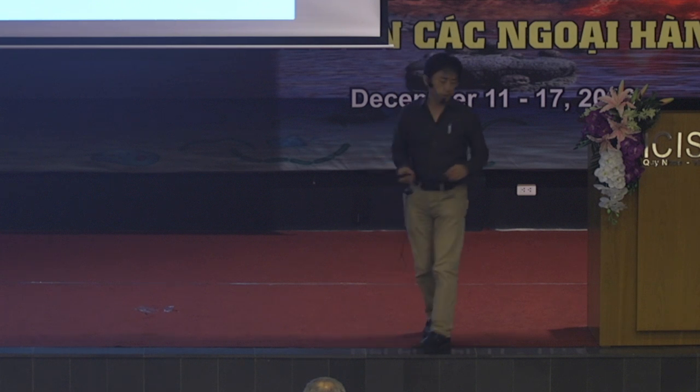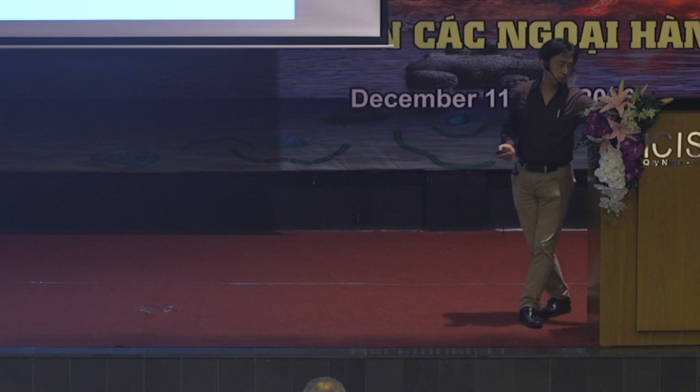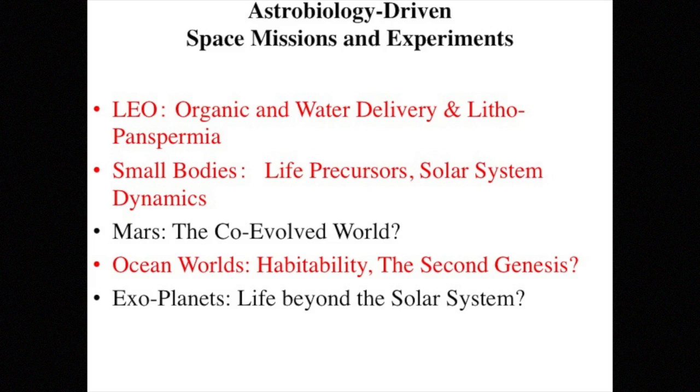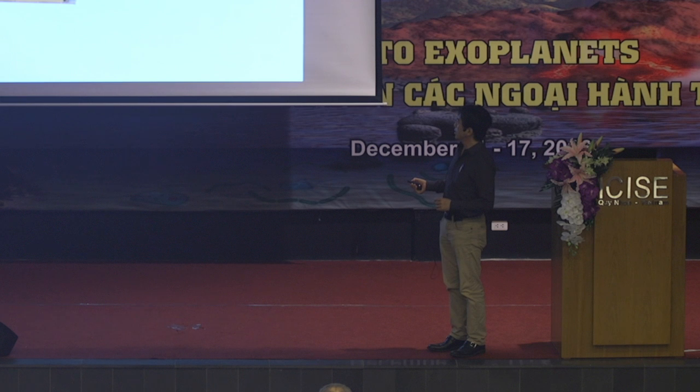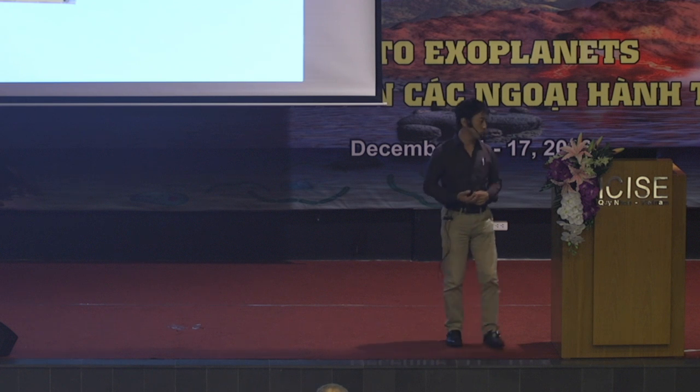Today, since time is limited, I concentrate on three topics, because Mars has been well described by Jean-Pierre, and exoplanets you just heard in the lecture before me. So the low Earth orbit, the small bodies, and then ocean worlds. Those missing parts are what I'm trying to cover.